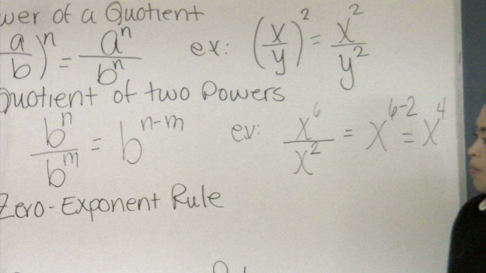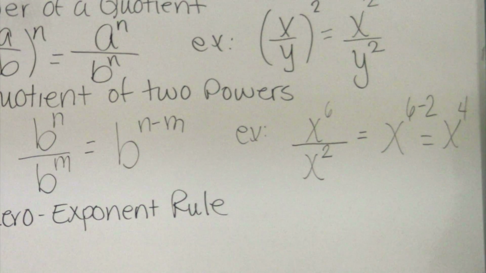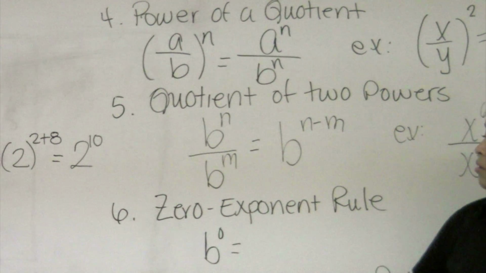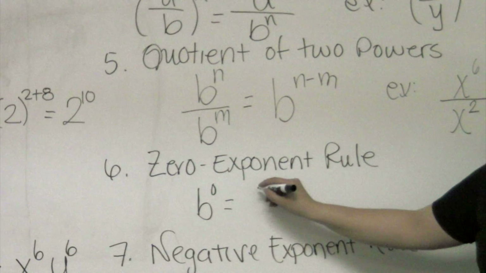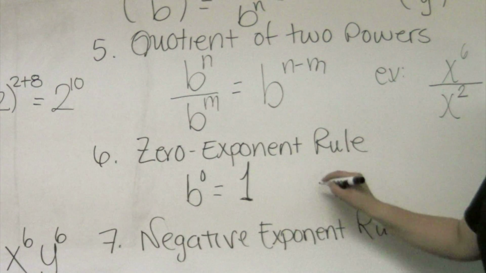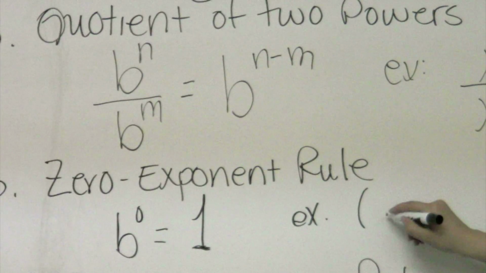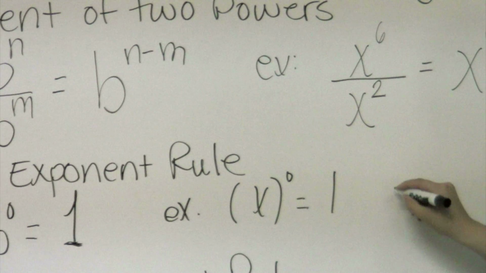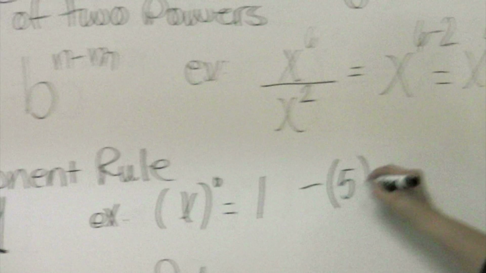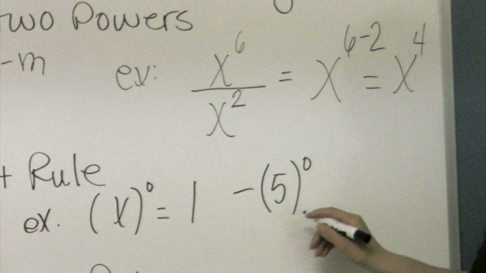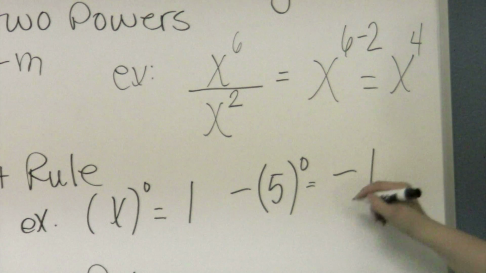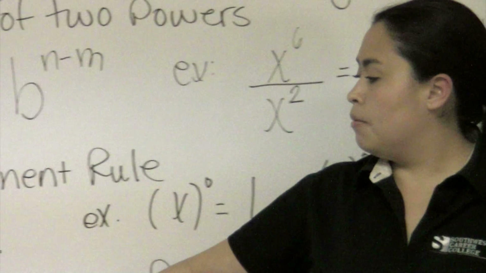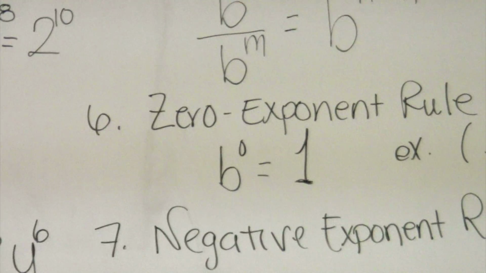Now we're moving to the sixth property. This is the zero exponent rule. Okay? Every time you have a number raised to the zero power, the answer will always be 1. For example, if I have x to the zero power, the answer is 1. If I have negative 5 to the zero power, we keep the sign, and anything raised to the zero power is 1.